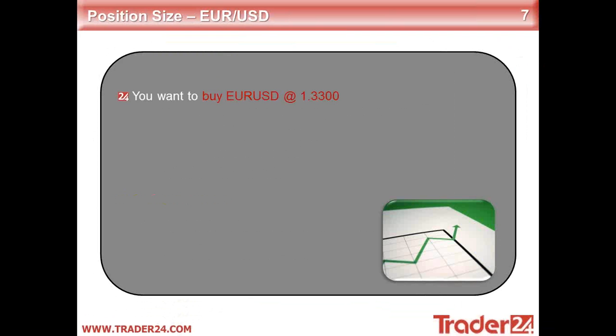Let's say, for example, I wanted to buy the euro dollar at 1.33. I've taken an average example of an account that has 100 grand, 100,000 rand, sitting in the account. I've said to myself, I'm only willing to risk 2% of my portfolio if the trade goes wrong. So that's 2 grand effectively.